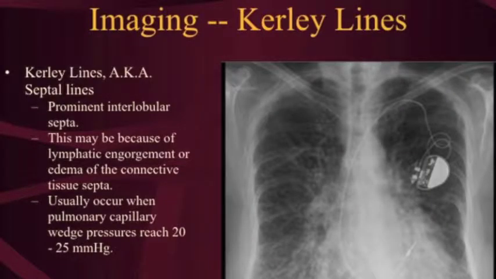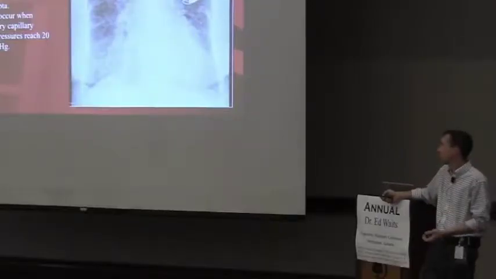Curly lines. These are not going to show up. There's another slide where it blows up a little bit more. Another thing you see on imaging is these curly lines. You hear about Kerley B lines all the time, but there's a bunch of different kinds of curly lines. It's basically prominent interlobular septa. The septa separating the lobules get thick, and then you can see them better than usual.